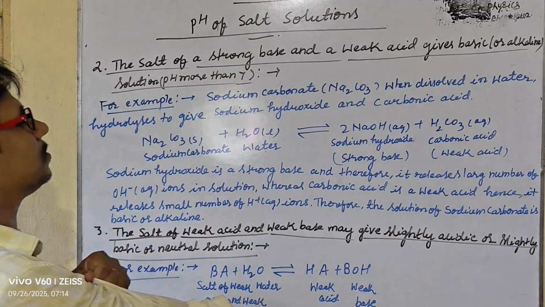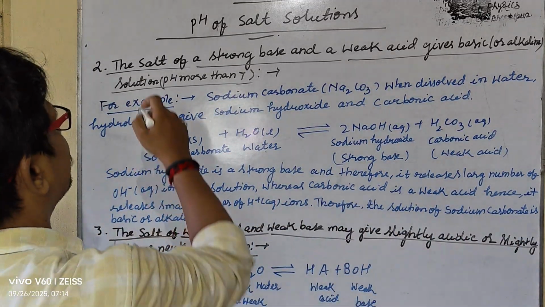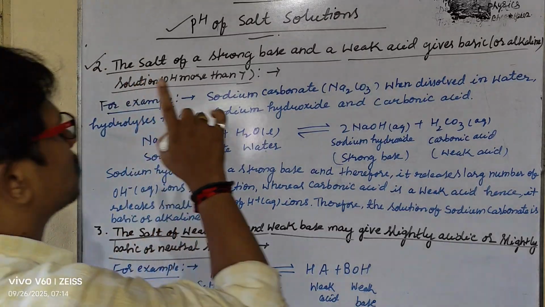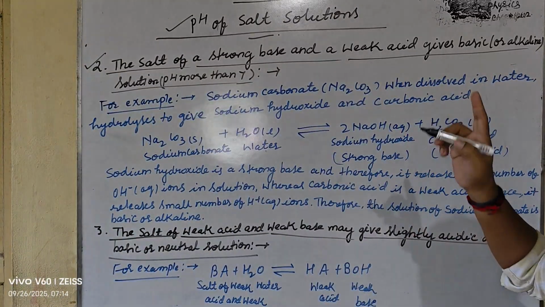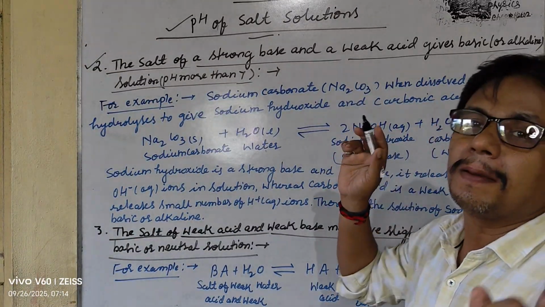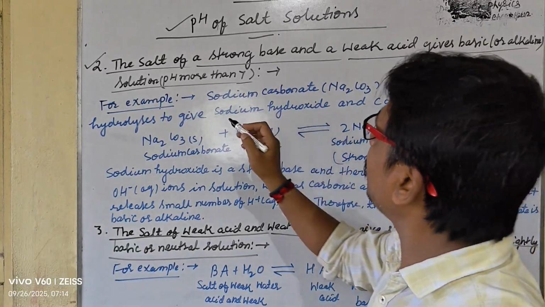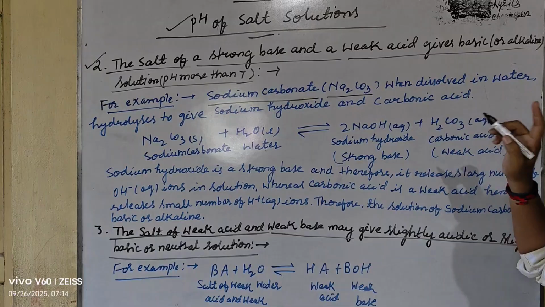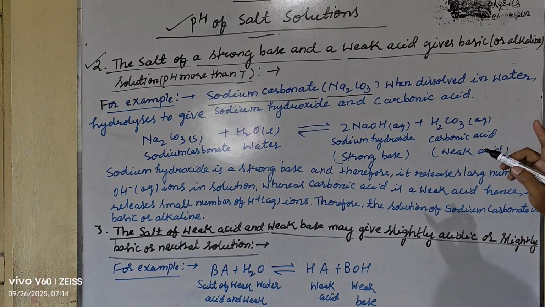Today I am going to continue the topic pH of salt solution. The second one is the salt of a strong base and a weak acid, which gives a basic or alkaline solution, pH more than 7. For example, sodium carbonate, Na2CO3, when dissolved in water.